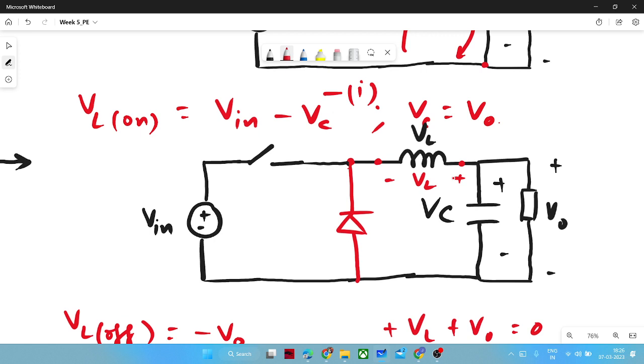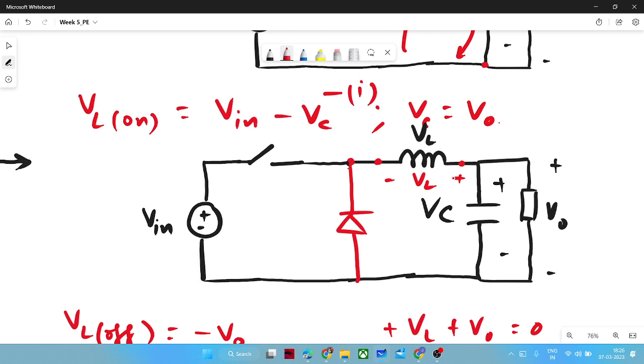If we are not agreeing on this, because the left end of this is at zero potential in the inductor, then the sign convention is correct, right? Minus and plus. Now whatever VL is, it is equal to V naught. You are convinced with this, right?